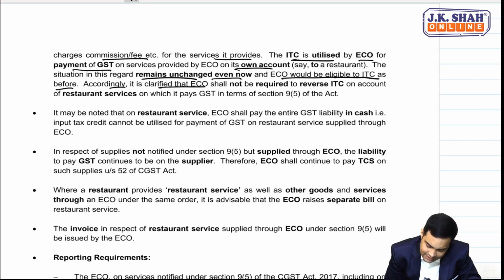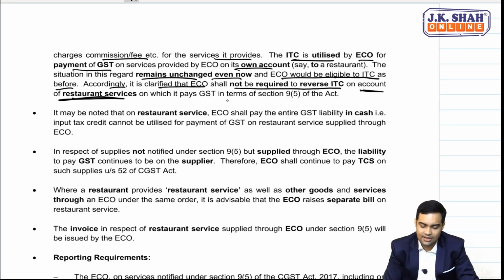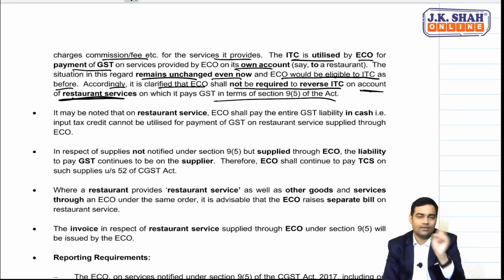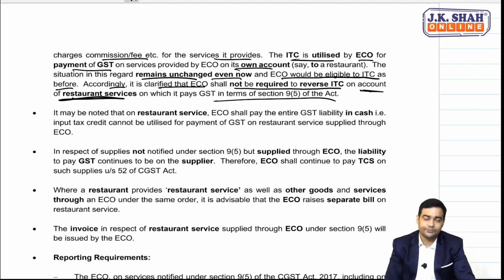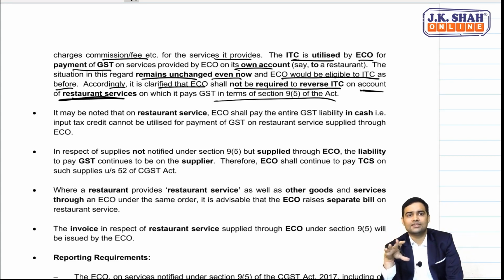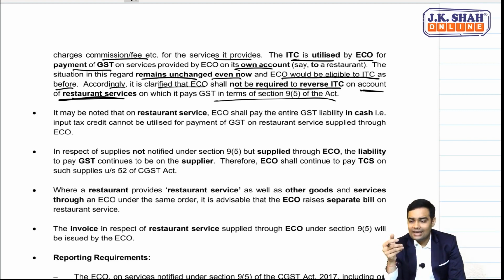Accordingly, it is clarified that Eco shall not be required to reverse ITC for restaurant service where it is paying tax under 9.5. No need to reverse ITC related to restaurant service. Because you'll also find, though it's not there in your syllabus, the 5% restaurant rate has a condition that ITC will not be available. But Eco is not providing restaurant service. It is the restaurant which is providing this service. Eco is not required to do any reversal.